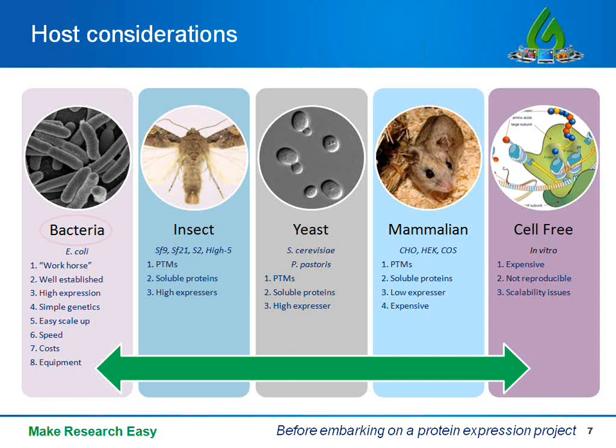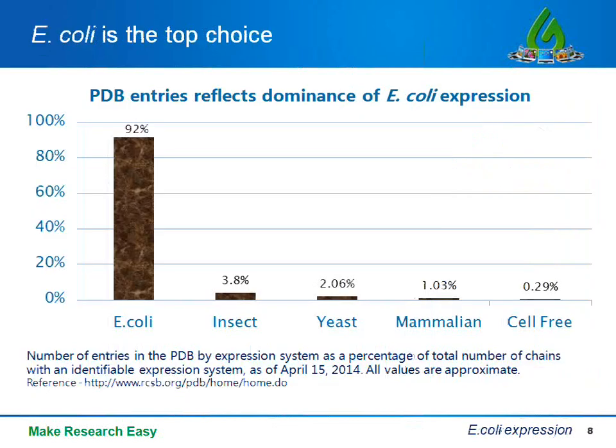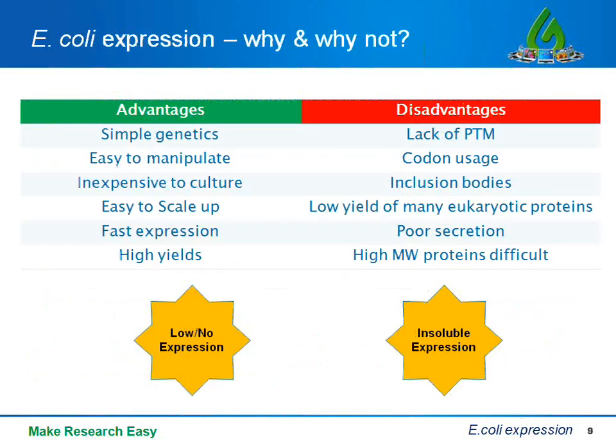And in this regard, E. coli has often been considered the #1 choice of researchers around the world. And this statement is attested by the number of entries in the protein data bank by expression system as a percentage of the total number of chains with an identifiable expression system. Data here shows the dominance of E. coli expression system.